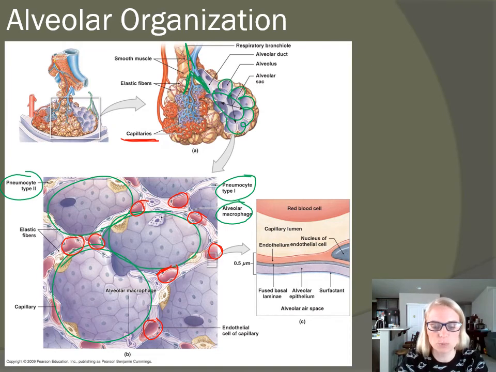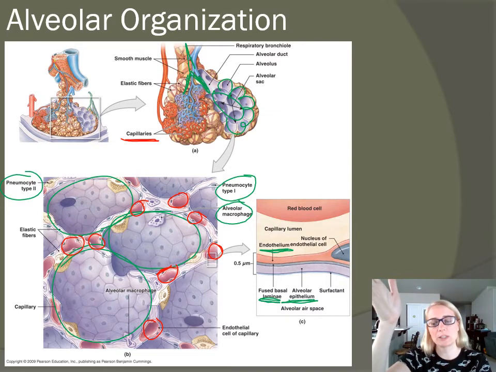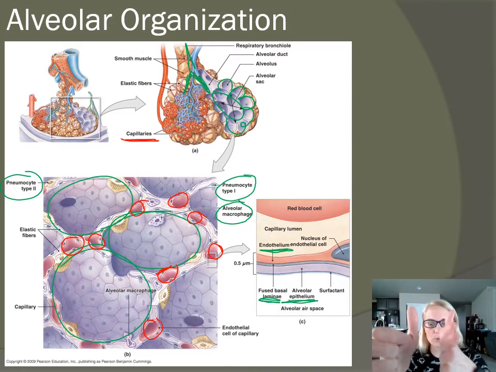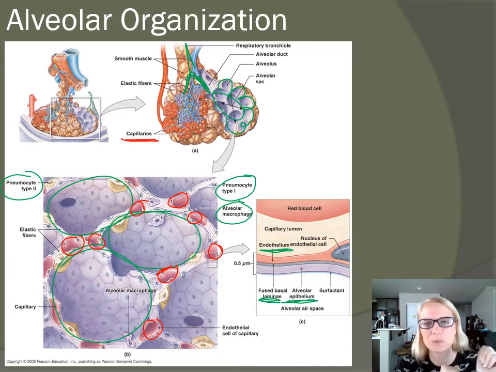And so what is the respiratory membrane? It is the combination of the endothelium, right? So the simple squamous epithelium of the capillary, the type 1 pneumocyte, so the simple squamous epithelium of the alveolar cell, and then a fused basal lamina. So they even share a basement membrane. So basically you have a simple squamous on one side, you have a simple squamous on the other side, and a little bit of basement membrane, which if you remember is like areolar connective tissue. It's really loosely organized connective tissue.